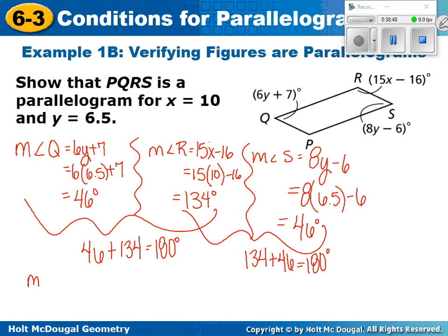Or you could say this, measure of angle Q plus measure of angle R equals 180. And then over here you could say measure of angle R plus measure of angle S equals 180. I'm not going to be really picky about that. I just want you to show me that you are checking to see that they add to be 180. But then I want you to write your property. So show your work, back it up with a property. Which property did we use again?